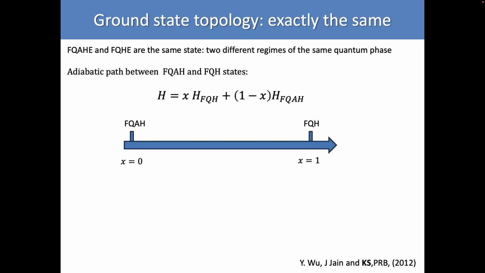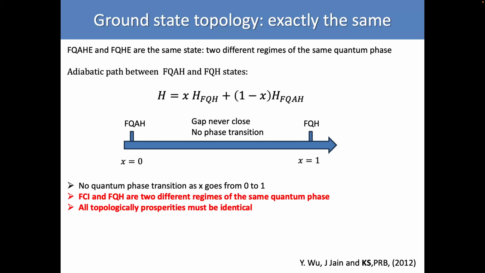Basically this is the setup we tried. From the numerical simulation, at least for the several models we tried, when we tune this value of x, the gap never closes from x equals 0 to x equals 1. The gap not closing means there's no quantum phase transition and no topological phase transition. These two states belong to the same quantum phase. They are just two corners of the same quantum phase, and there's no phase transition between them. Because there's no phase transition, we know for sure all topological indices will be exactly the same in these two cases.